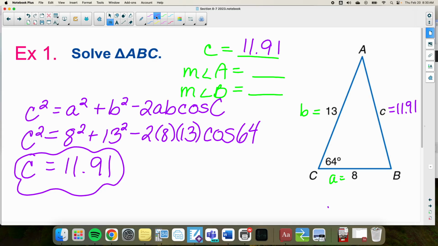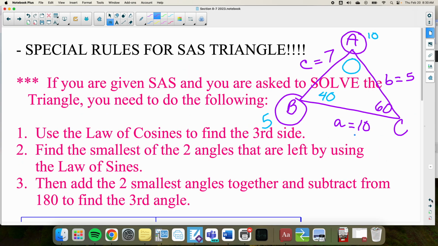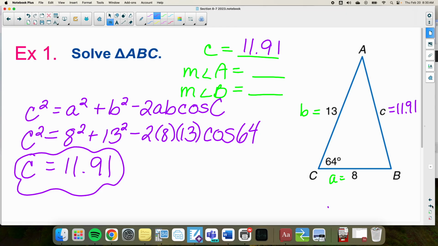Now what we have to do is find either angle A or angle B. But again, if we look back at the rules, it says find the smallest of the 2 angles that are left. A is across from an 8. B is across from a 13. Which one's going to be smaller? A.